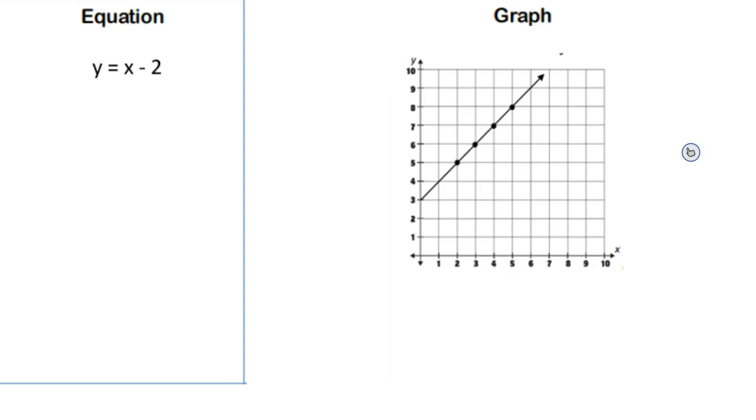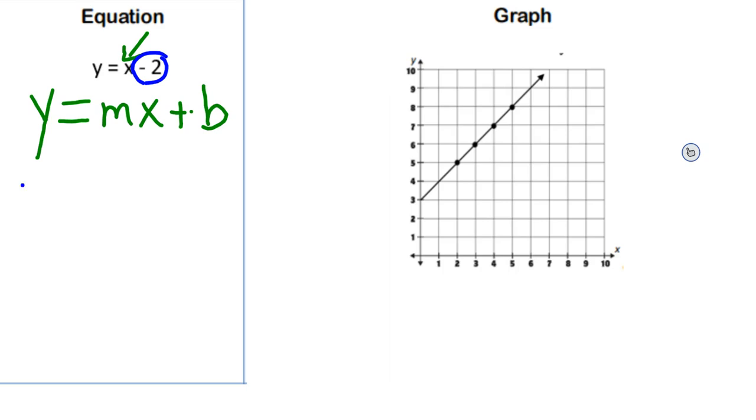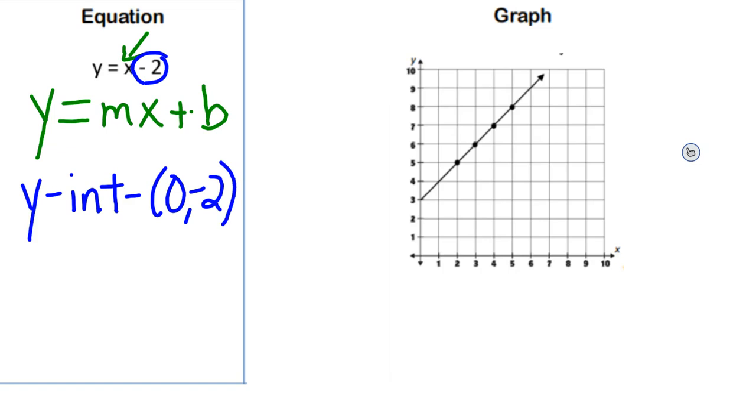All right, for this problem, we have y equals x minus 2. And remember, our formula is y equals mx plus b. Okay, we know that our slope is going to be 1, right? Because there's nothing in front of the x. And then our b is actually negative 2, because we're subtracting 2. So here, our y-intercept is the number that's being subtracted. So our y-intercept is going to be 0, negative 2. That's the place where this would hit the graph. It would hit the graph at the y at negative 2.